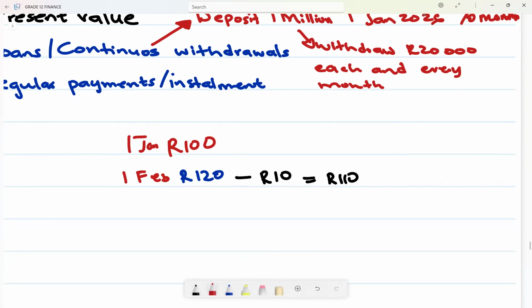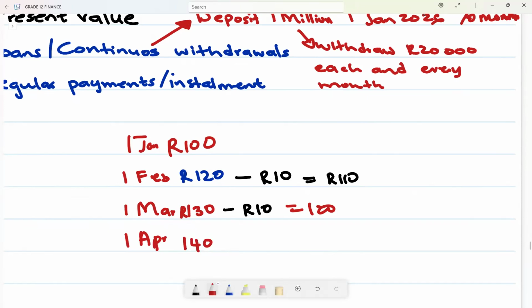So that 110 will get an interest on the 1st of March. It will get an interest, and then it will grow to maybe 130. And I also take the 10 Rand, so the money will be 120. And then on the 1st of April, that 120 receives interest, maybe it becomes 140. And then I take out 10 Rand again, it becomes 130, and then continuously like that.